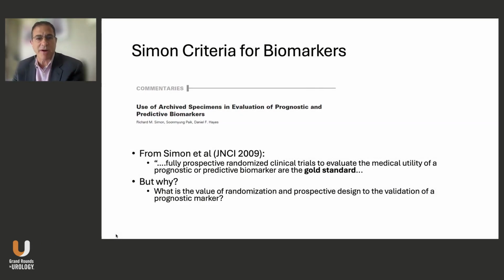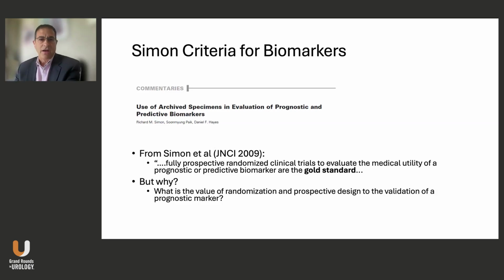So the Simon criteria for biomarkers is really all based on this paper that came out in 2009 from Simon et al. about how to evaluate prognostic and predictive biomarkers. And what they say very clearly in there is that a fully prospective randomized clinical trial to evaluate the medical utility of prognostic or predictive markers is the gold standard. And so the question in my mind started to become, well, why is that true?